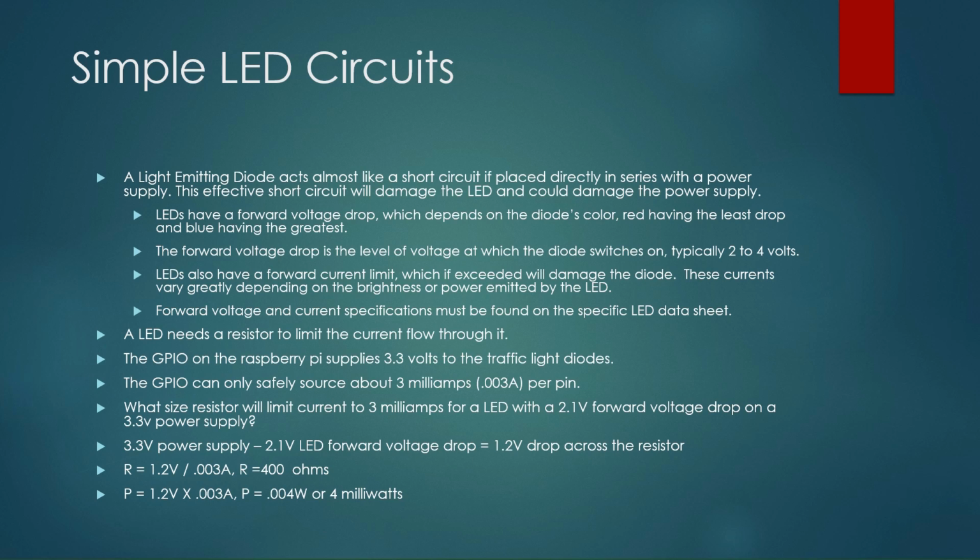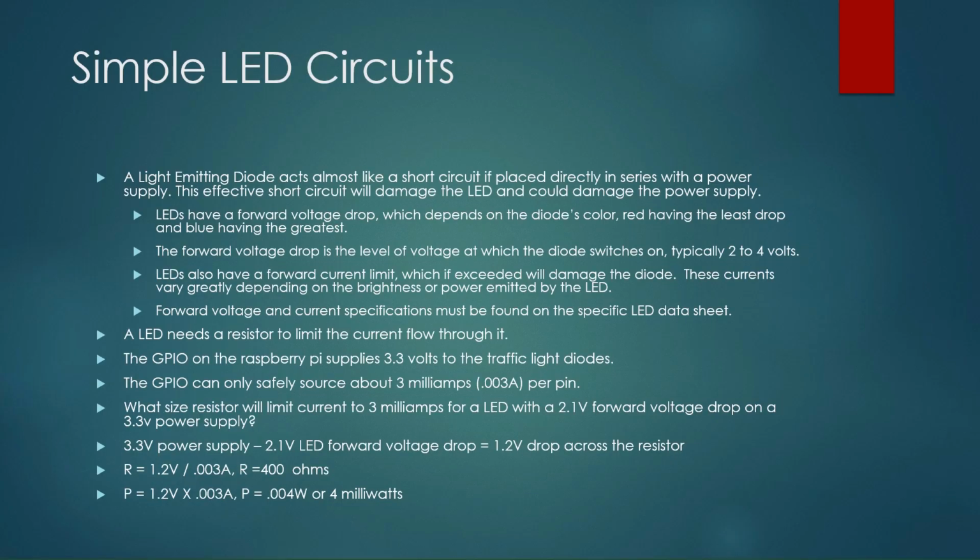So if we take our 3.3 volt power supply and subtract the 2.1 volt LED forward voltage drop, that leaves us with 1.2 volts to drop across the resistor. That's Kirchhoff's law. You don't have to know that. But the sum of the voltage drops in a series circuit is equal to the supply of the circuit. So we have 1.2 volts that we need to drop across the resistor.